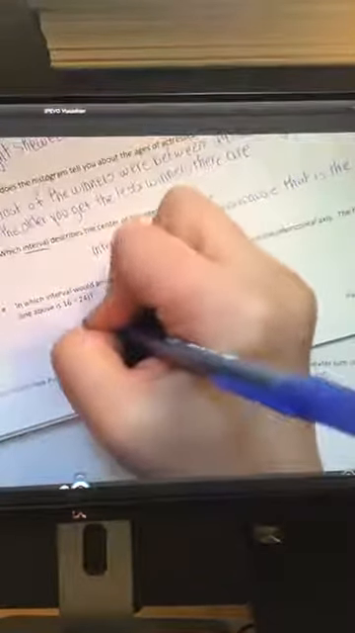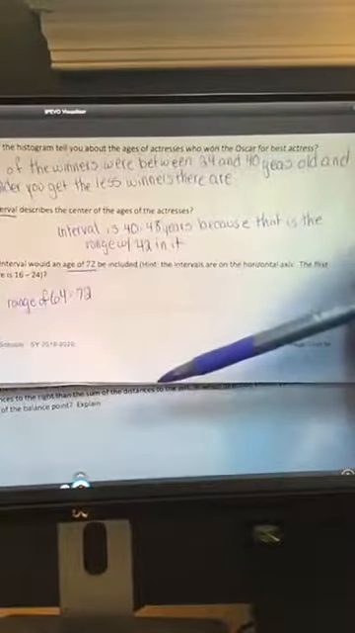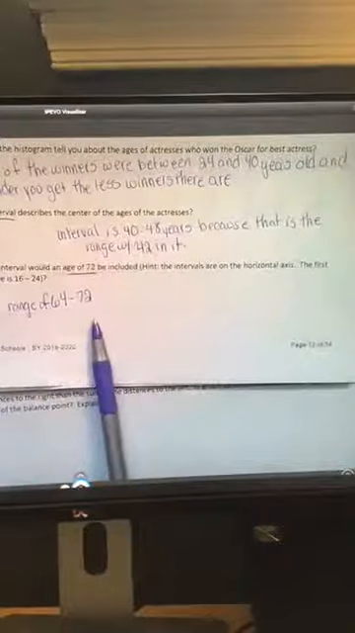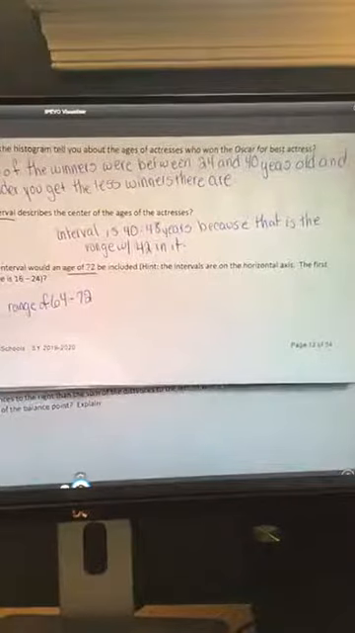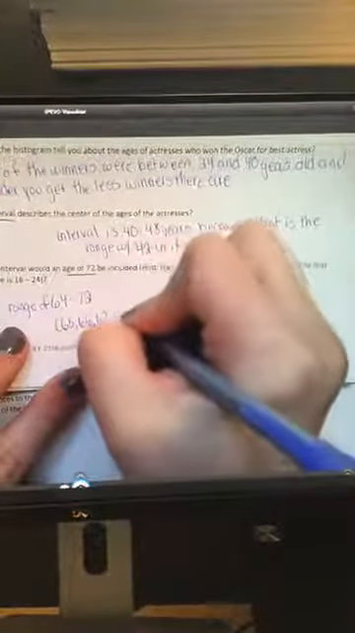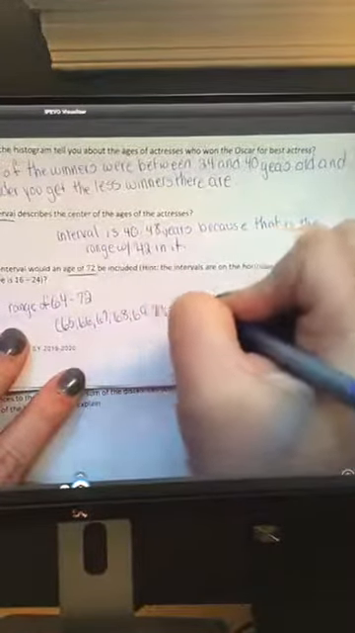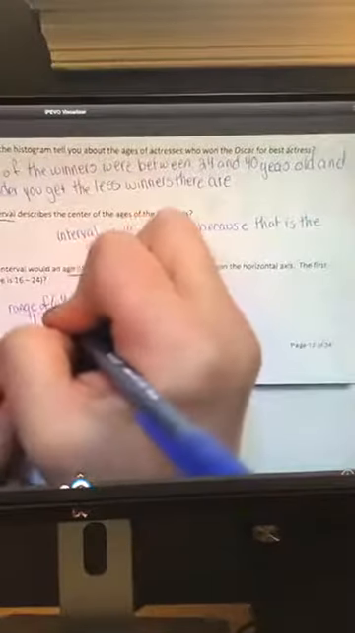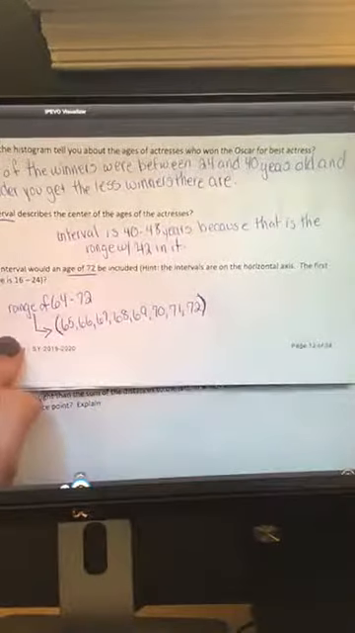All right. And the reason is because the higher number of the interval is included in that interval. Okay. So 64 to 72 would include, I'm sorry, it would include 65, 66, 67, 68, 69, 70, 71, and 72. All right. So just to help you see, this right here is all of the numbers included in that range.